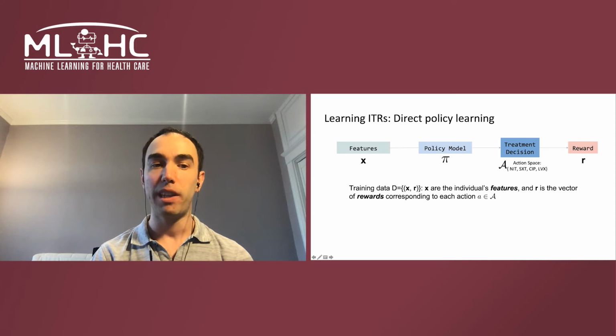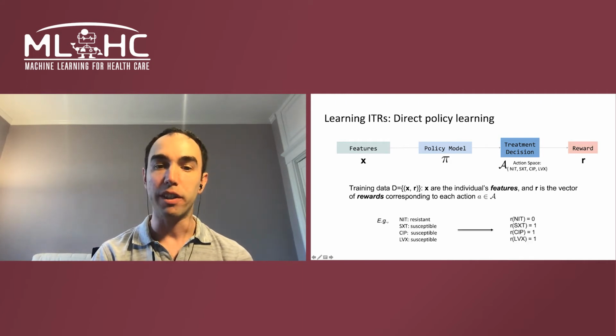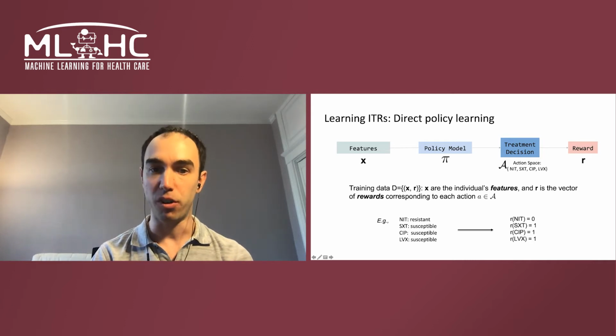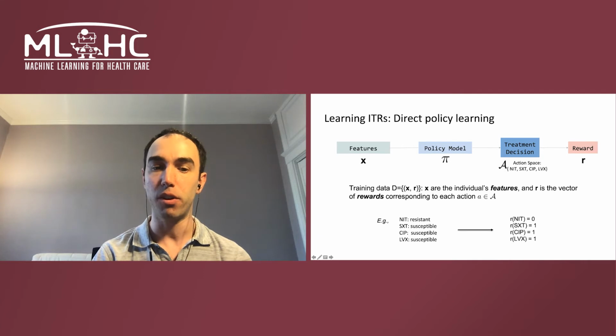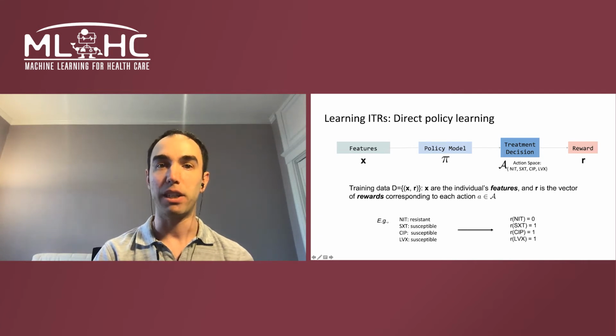We assume that as training data, D, we have tuples X and R, where X are the features about the patient, and the vector R consists of rewards corresponding to each action of the possible set of actions. So for example, had we had 4 different antibiotics, and had we had labels for which of those antibiotics would be successful in resolving the infection, that is to say that the bacteria is susceptible to those antibiotics, and we have labels for which of them are resistant, then we would be able to assign rewards as shown here on the right-hand side, where one prefers to give an antibiotic which the bacteria is susceptible to.